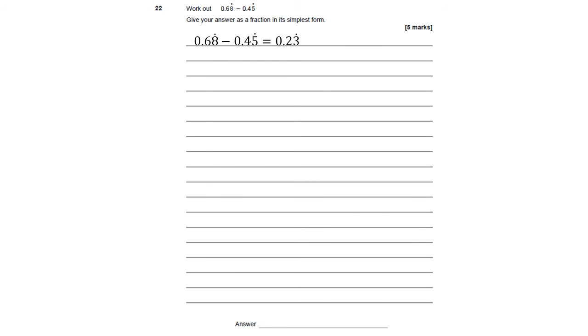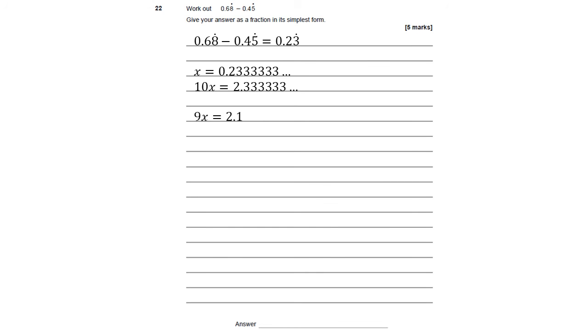So remembering our method for doing this, if we let x equal 0.2333, and so on, we're going to multiply by the power of 10 that is the same as the number of repeated digits. There's only one digit repeating here, the 3, which means we're going to multiply by 10. So 10x is equal to 2.3 recurring. If we now do a bit of subtraction, 10x minus x is 9x.